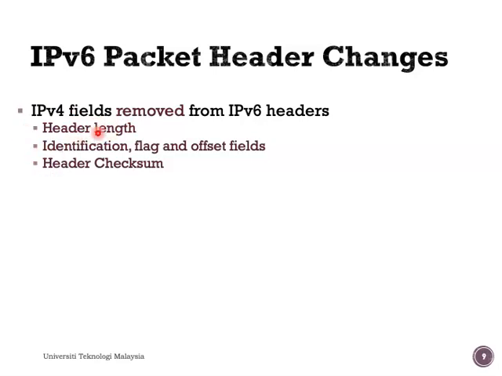The identification, flag, and offset fields are eliminated from the base header in IPv6 because these are now included in the extension header in terms of fragmentation. Remember that for IPv6, the fragmentation is only at the source, so this is not needed. The intermediate nodes or routers cannot perform any fragmentation process. Header checksum is also eliminated because checksum is provided by the upper layer protocol, for example TCP or UDP, so it is not needed at this level.